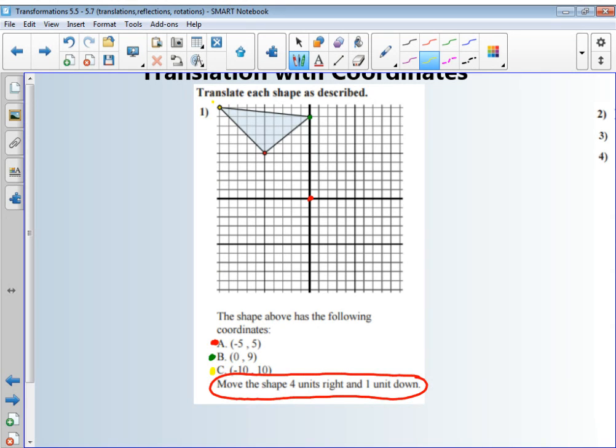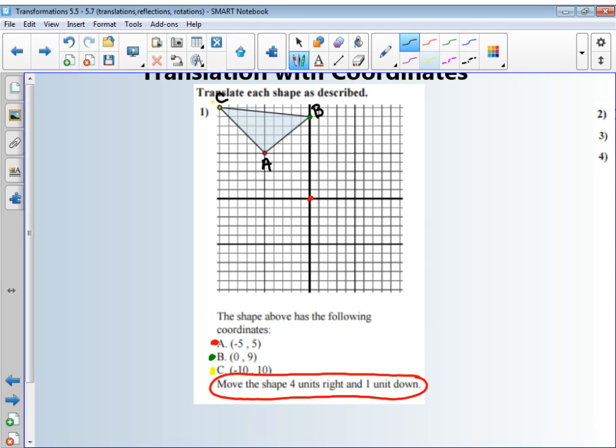Okay, so I'm going to go ahead and mark those with colors. You do not have a colored sheet, so you're just going off of the same locations as me. If you would like to mark them on your sheet, you could mark them as this was A, this was B, and this was C. Okay, so now if I translate, we're first going to have to read what the translation was, and that was to move the shape 4 units right and 1 unit down.